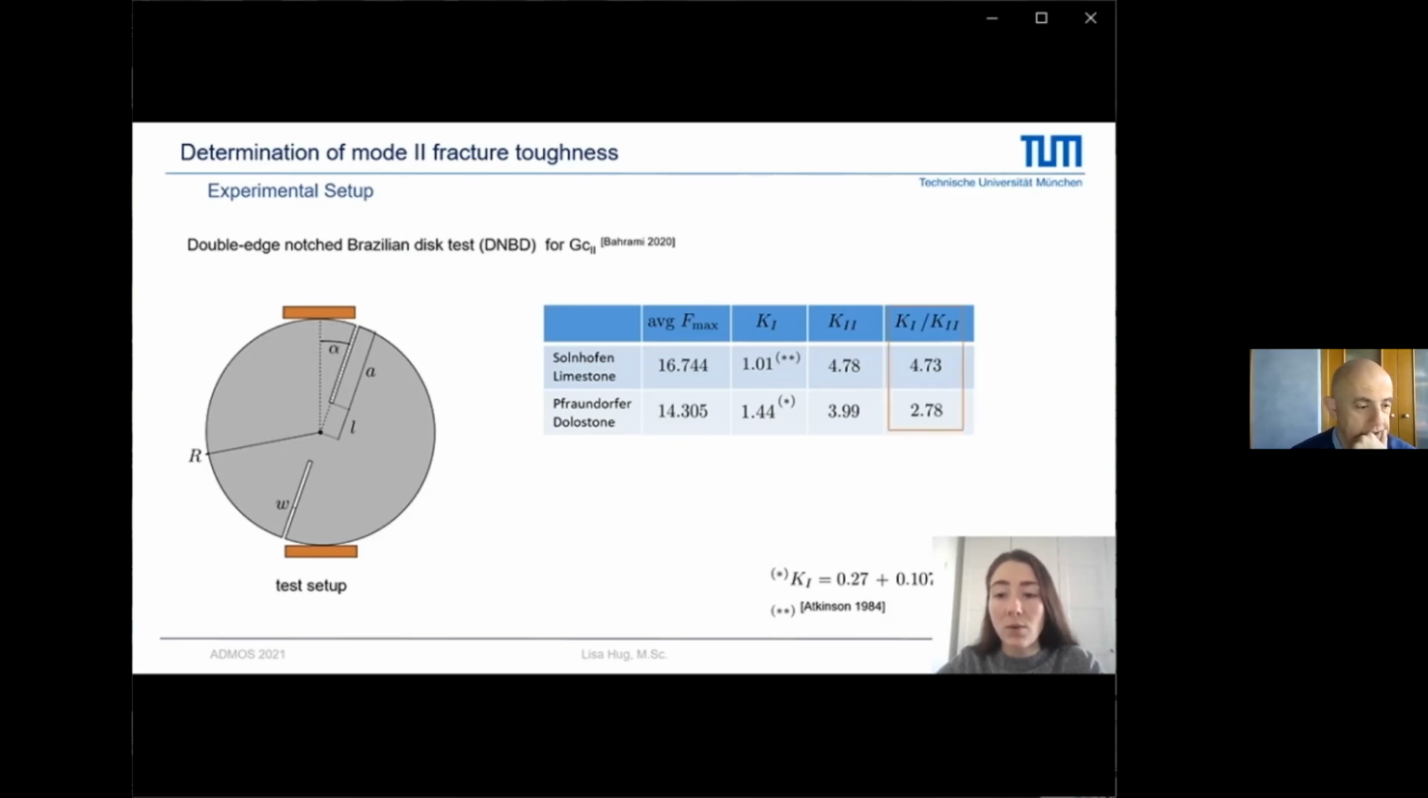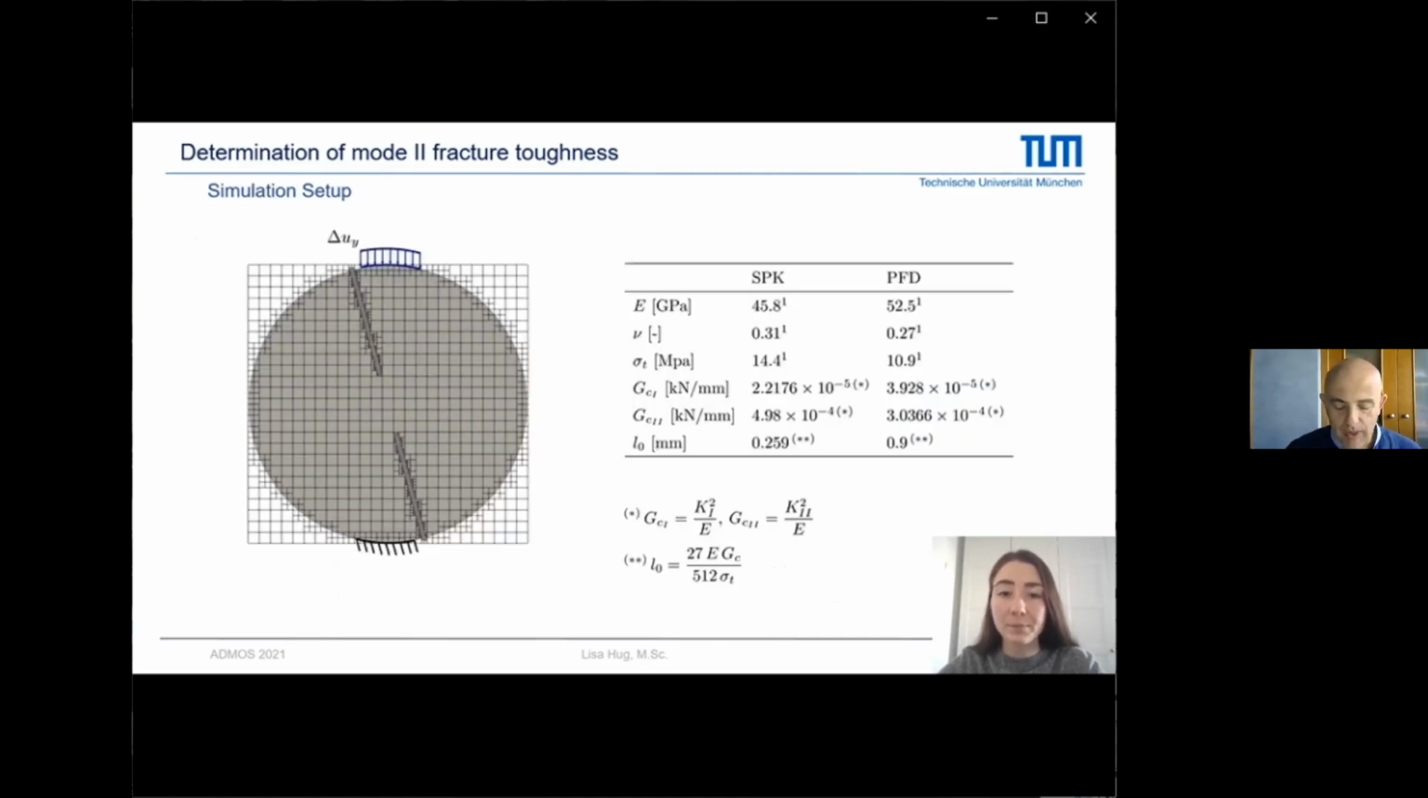As we can see from experiments, we obtain a K1 to K2 ratio of 4.73 for the Solnhofen stone and of 2.78 for the Braundorfer Dolo stone, which is in good agreement with literature. Here we can see the simulation setup, where we initially refine towards the notches where we expect the cracks to initiate. We compute l0 based on the material parameters for each type of rock and end up with 2 different length scales here.